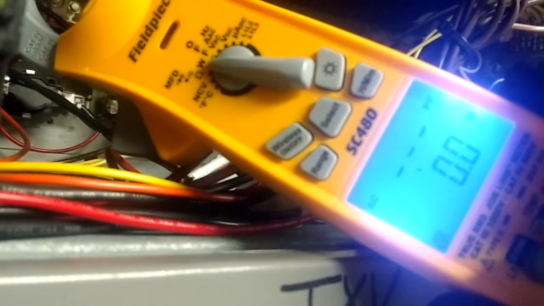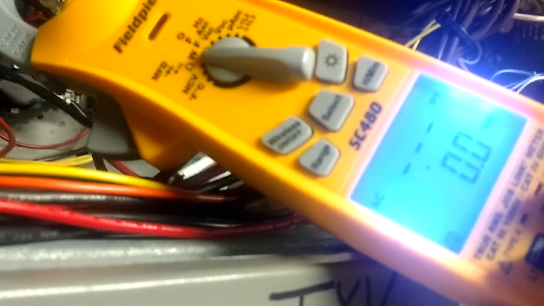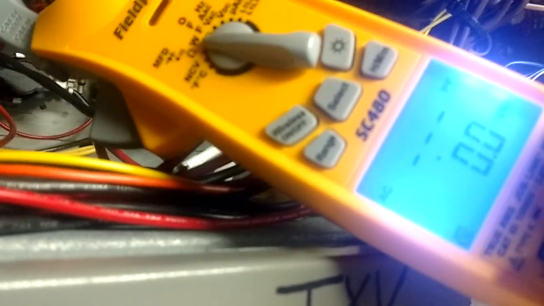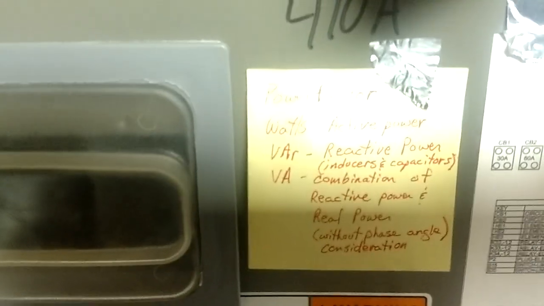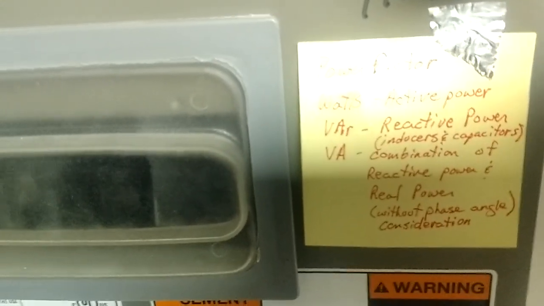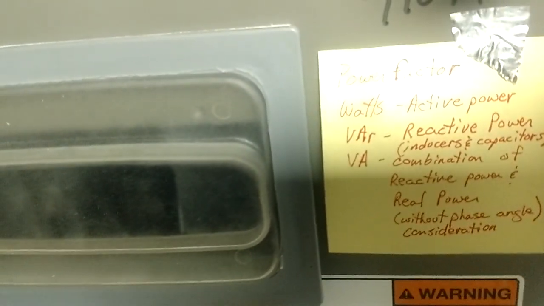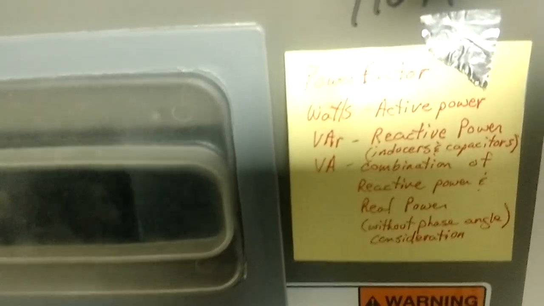Now, another thing that Fieldpiece has done on the bottom, you see that we've got a W, but we have two other settings. If we hit our select button, we now have, down in that lower right-hand corner, VAR, and I just scribbled down some notes here out of the instruction booklet, if you can see this. So the VAR pertains to reactive power, and that has to do with inductors and capacitors in the system.